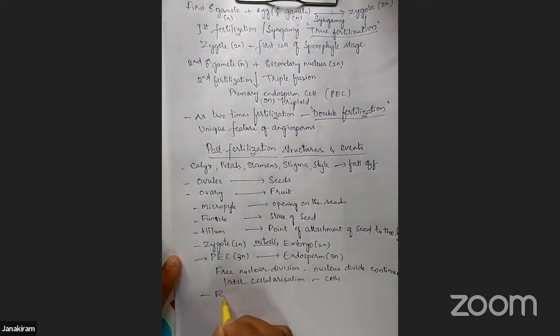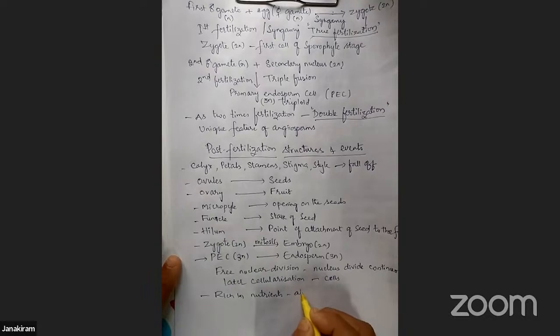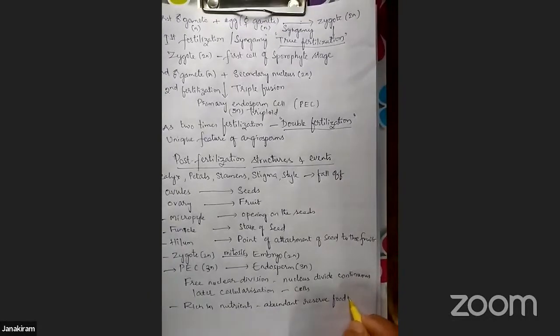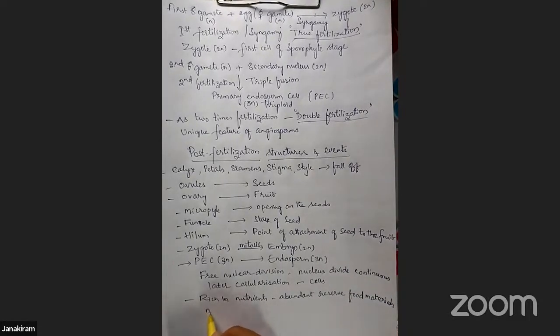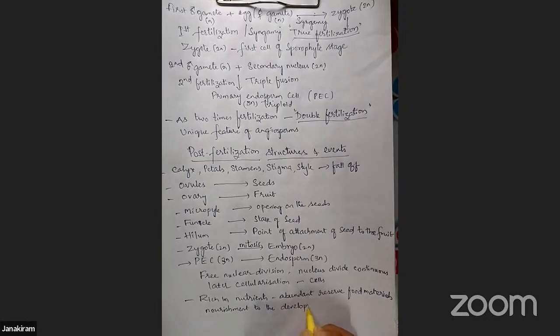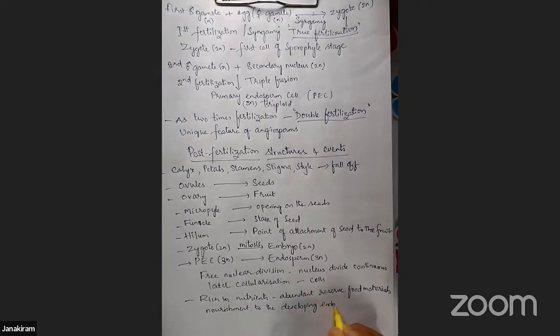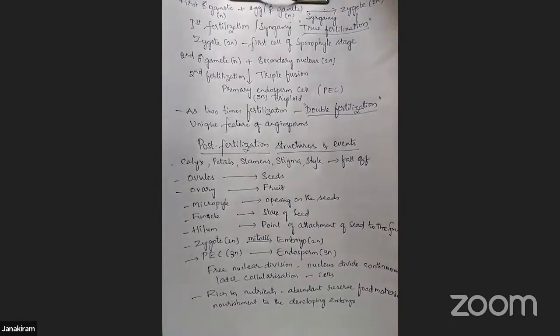So this type of changes will be taking place during the formation of the endosperm. And endosperm is rich in nutrients, or it contains abundant reserve food materials. And what is the use of these abundant reserve food materials? It is providing nourishment to the developing embryo. So that is the significance of the endosperm.